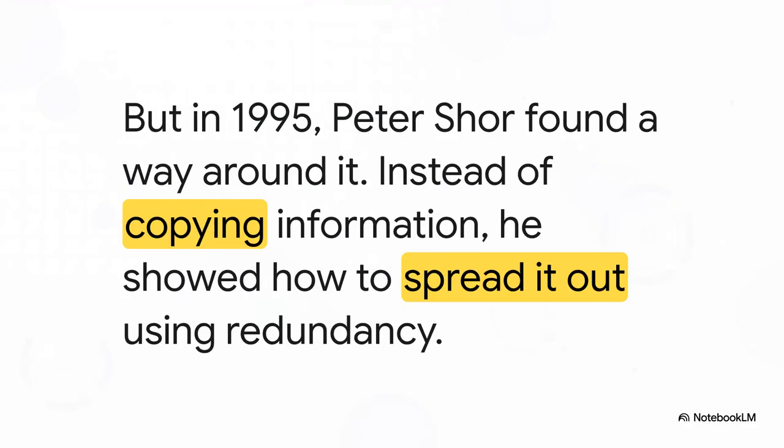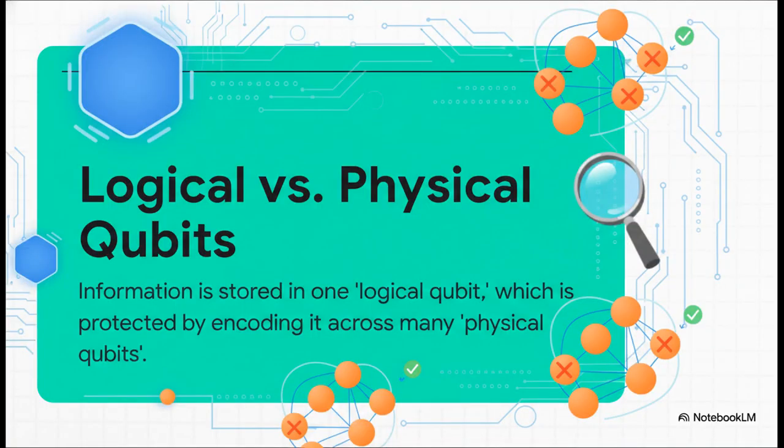But then, back in 1995, a physicist named Peter Shor had this genius idea. He realized you don't need to copy the information, you just need to spread it out. Instead of putting all your eggs in one very fragile basket, you share the information across a whole bunch of them. And this is the absolute key idea.